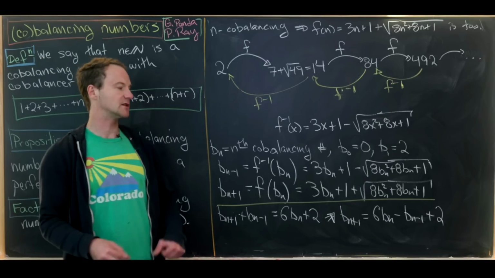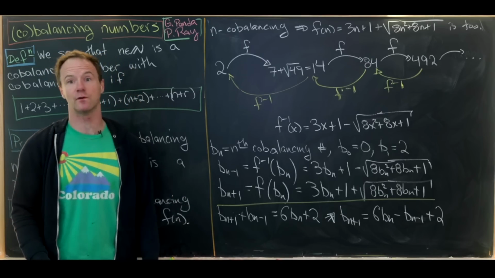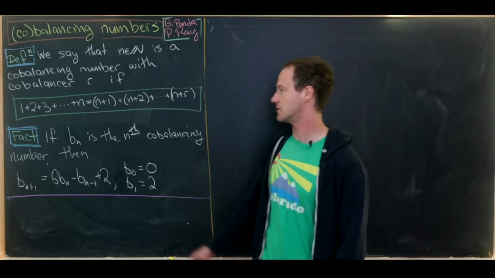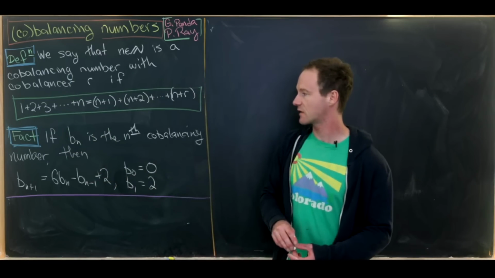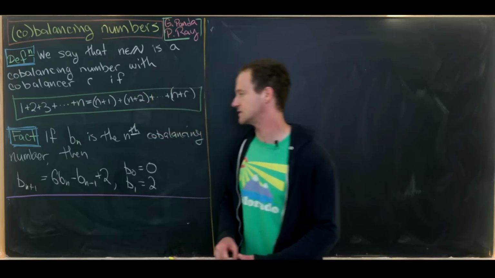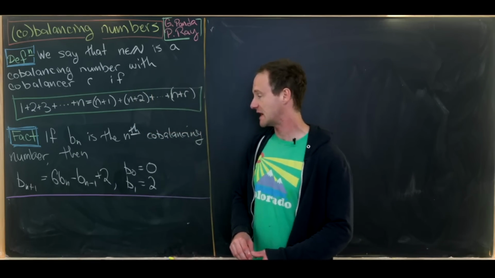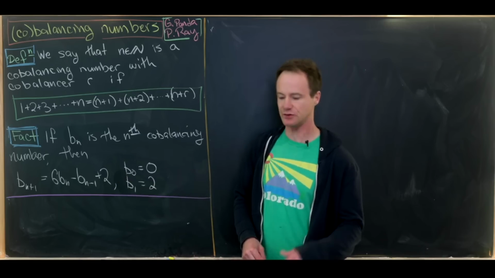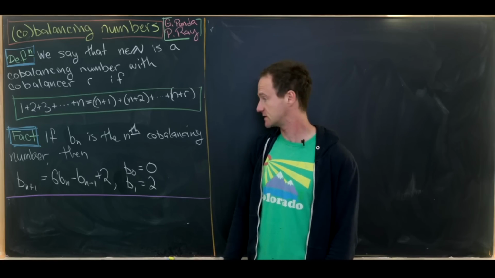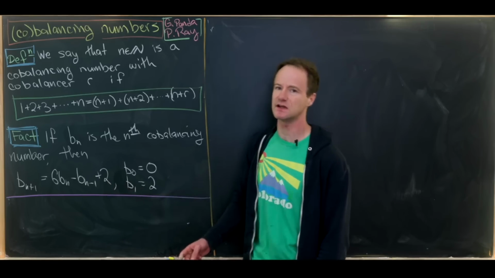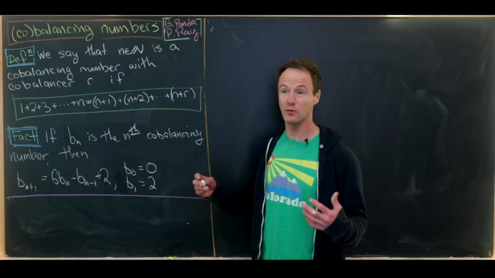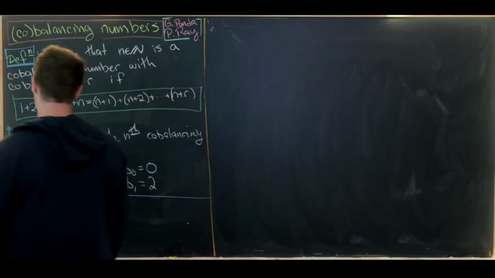Okay, so now let's do a linear algebra trick to get our closed form. So on the last board, we developed the following recursion for our co-balancing numbers. If b sub n was the nth co-balancing number, then b sub n plus 1 was equal to 6b sub n minus b sub n minus 1 plus 2. b0 was 0 and b1 was 2. Those were like the seeds for our sequence. But this plus 2 makes this thing a little bit hard to work with. So instead, what we'll do is we will turn this into a homogeneous recursion with a little bit of substitution.